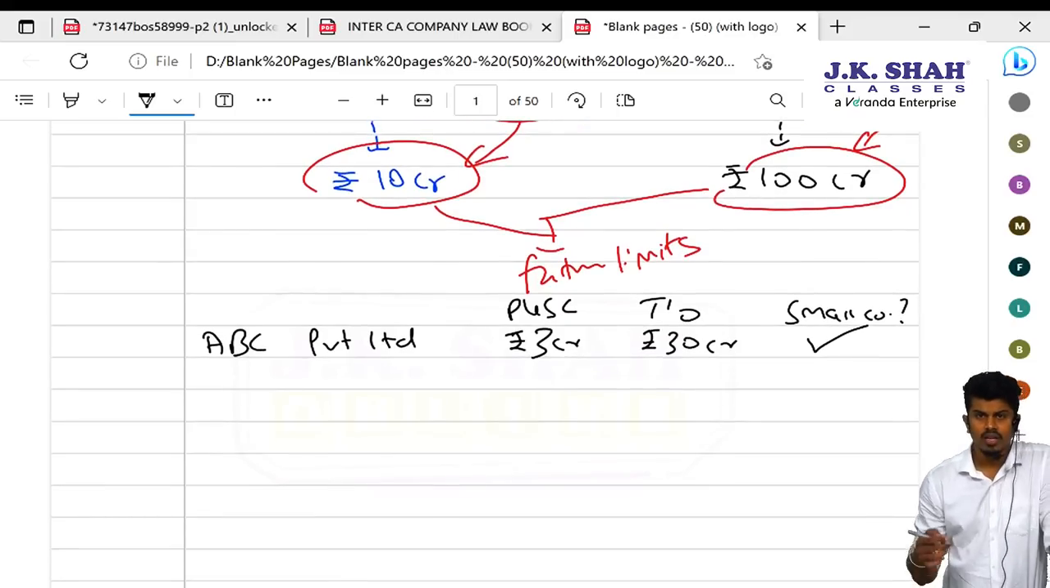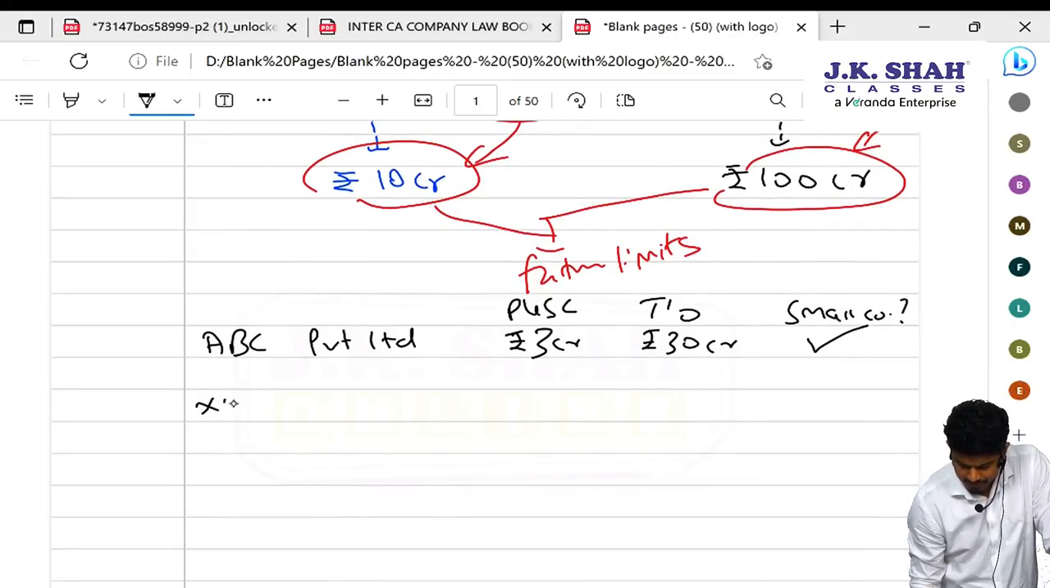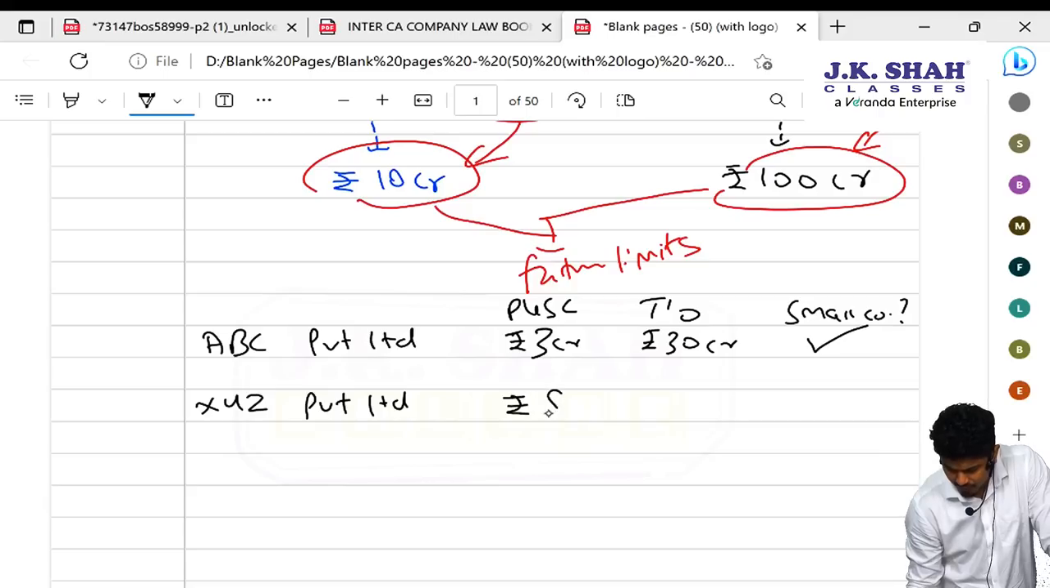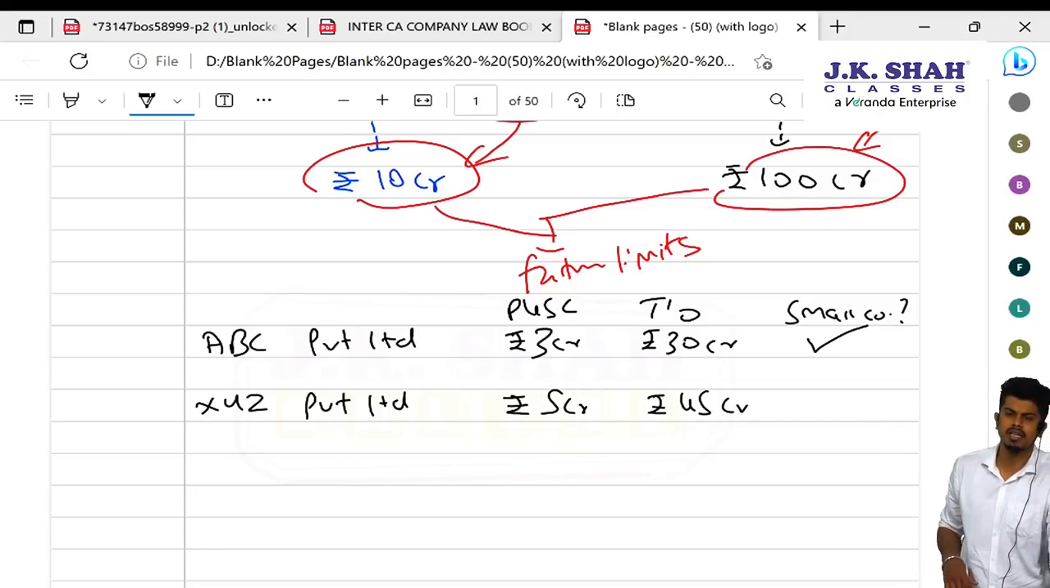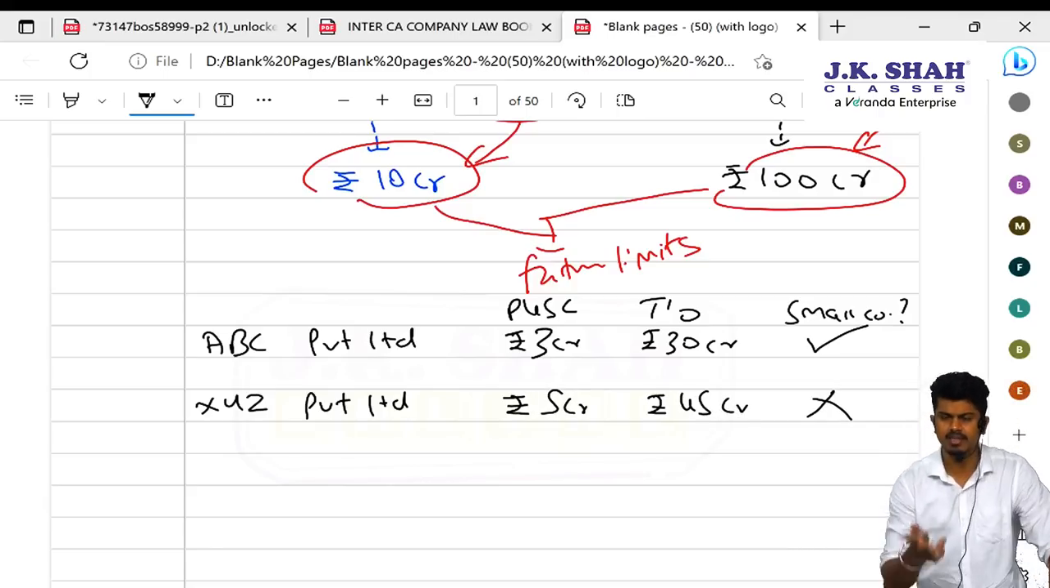Correct? Now if I talk about a company, say XYZ Private Limited, it has paid up share capital of 5 crore and turnover of, say, 45 crore. So is it small? The answer is no, because it is breaching both the conditions.